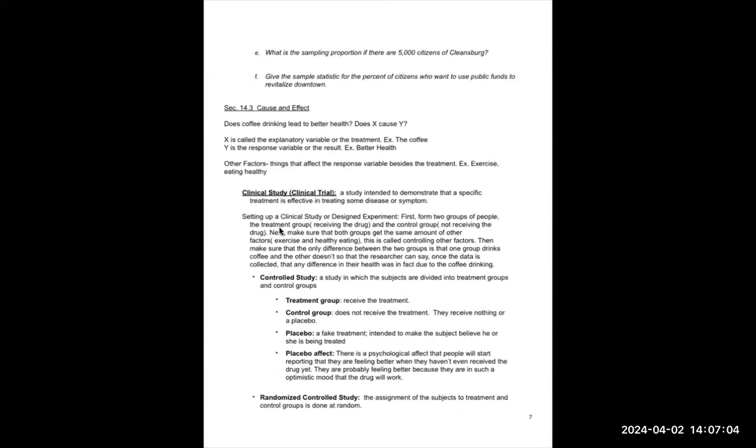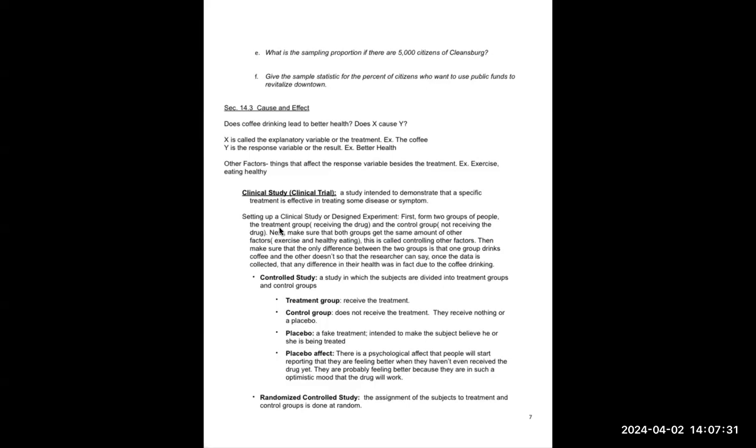That's a controlled study: a study in which the subjects are divided into treatment groups and control groups, like I showed you. The treatment group receives the treatment. The control group does not. And something else that's important is that we want to keep the idea of random sampling. We assign the subjects to the control group or the treatment group based on random chance.